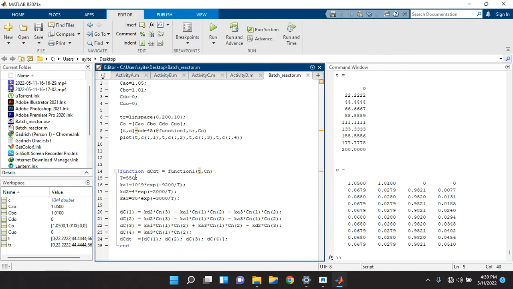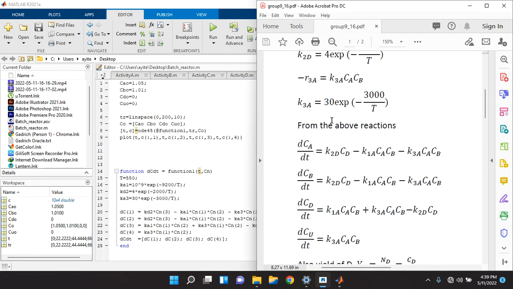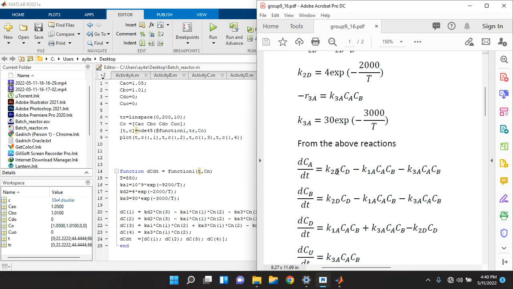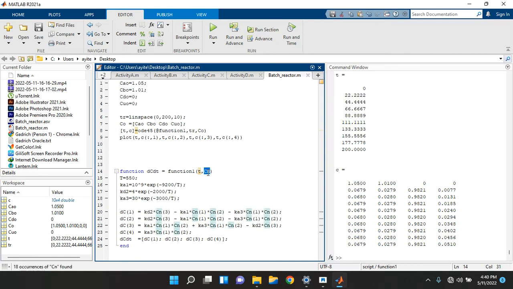First of all, you define your T. You also write expressions for your K values, KA1, KD2, KA3, and then you write your differential equations in this format. First differential equation, dc1, second differential equation, dc2, third differential equation, dc3, dc4 for the fourth one, and then you write them. So from our differential equations, we have k2d, cd, and cd, from what variable you use here, that's what you're going to write.